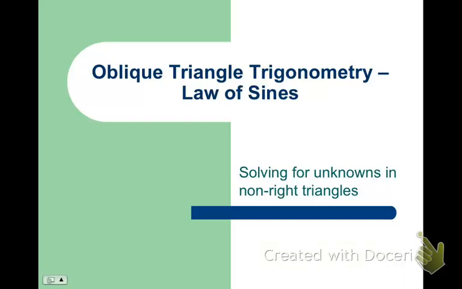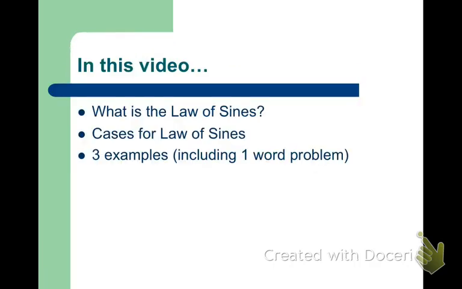Oblique triangle trigonometry is the study of non-right triangles. We're going to start off with the law of sines, which is one of two laws that we'll use to find missing information in non-right triangles. We need to discuss what the law of sines is, when to use it, and how it's used in 3 examples, one of which will be a word problem.